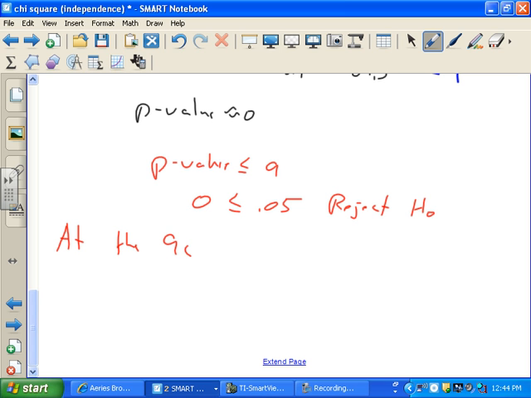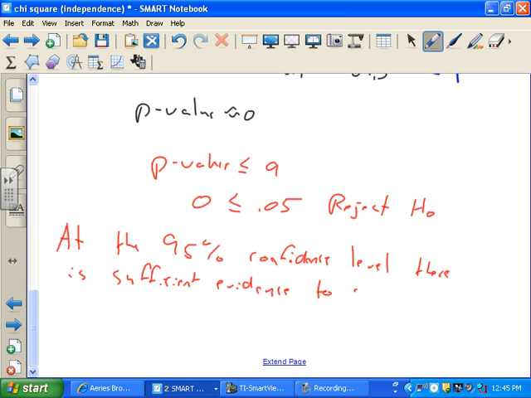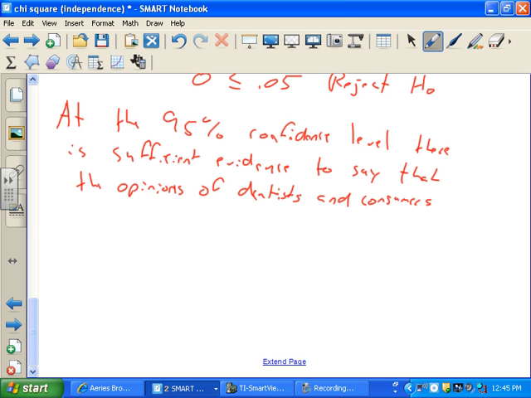At the 95% confidence level, there is sufficient evidence to say that the opinions of dentists and consumers is different.